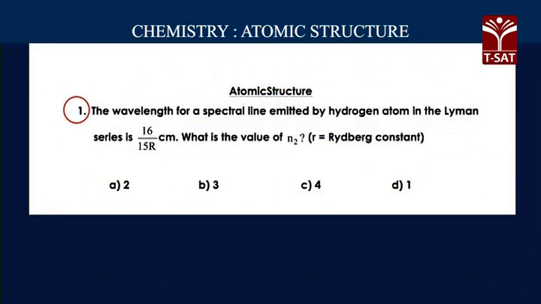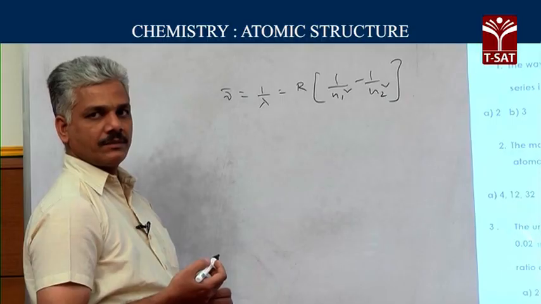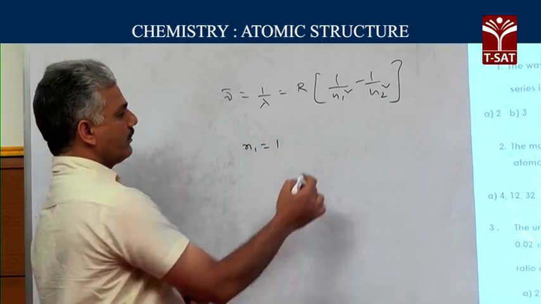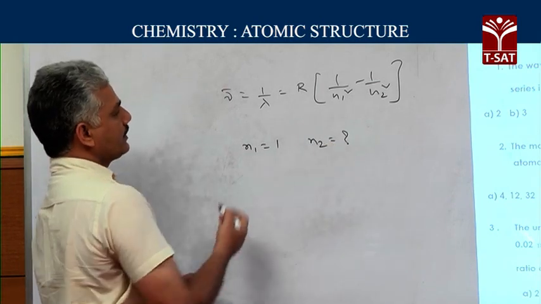The wavelength for a spectral line emitted by hydrogen atom in the Lyman series is given as 16 by 15 R. What is the value of n2? Where R is taken as Rydberg constant. This equation is based on the Rydberg's equation. As the spectral line is in Lyman series, n1 value is fixed at 1. We have to find out n2 value. So, for that we can proceed like this.